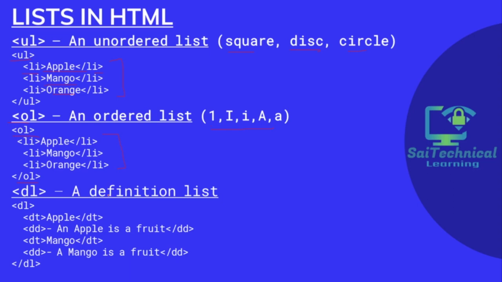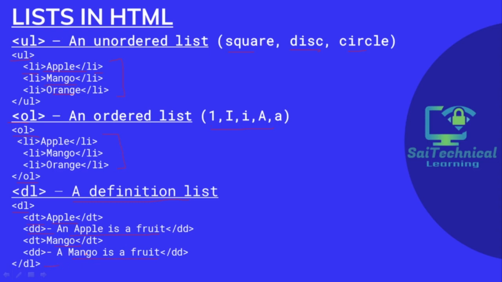Third one, that is definition list. So for that we have the DL tag followed by the DT and DD. So first we have apple and its definition. So DT stands for data title or definition title, and DD is its definition. Similarly, we have mango and its definition, and at last we need to close that particular DL.